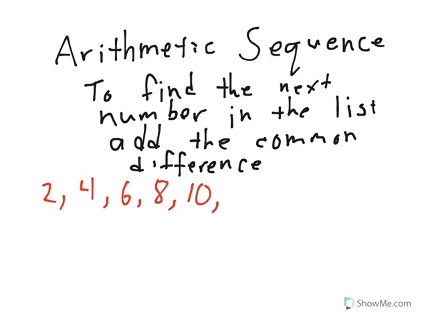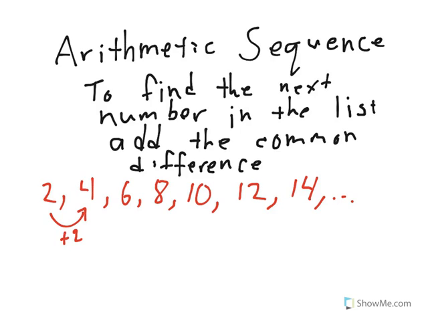For an arithmetic sequence, it basically means that to find the next number in the sequence, you add the common difference, or you add the same number every single time. So if we look at the sequence 2, 4, 6, 8, 10 again, we can see that each time the number is going up by 2. Right? So if we continued that pattern, 10 plus 2 would give us 12, 12 plus 2 would give us 14, and so on, and we could continue this pattern forever.